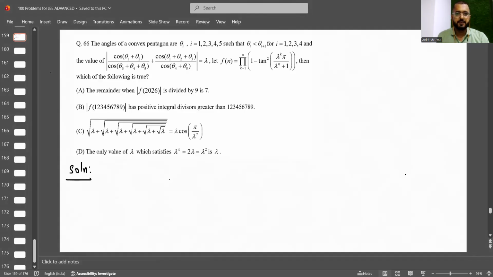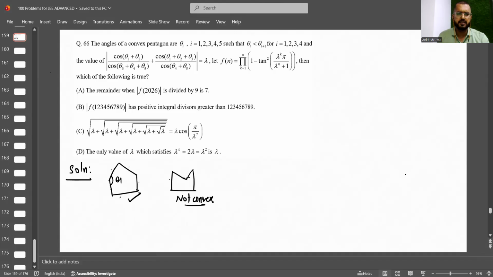So we are given a convex pentagon. A convex pentagon is taken like this. The meaning of giving a convex pentagon is that you shouldn't take it this way, which is also a pentagon, but this is not convex. This one is a convex pentagon.